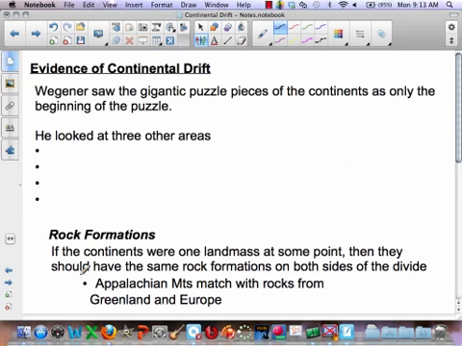So, again, we're going to look at Alfred Wegener's idea, and we're going to take a look at rock formations. Now, one of the things I want you guys to understand is, when we look at the time period for Alfred Wegener, we're talking about the turn of the century, the early 1900s. So we're not talking about fast travel here.